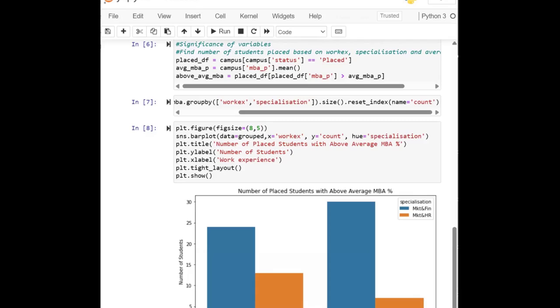Applicants with marketing and finance specialization taken in MBA with work experience and a score greater than average MBA percentage are placed more than applicants with marketing and HR specialization taken in MBA with work experience and a greater score than average MBA percentage by 21%. It is possible to conclude work experience is important for marketing and finance specialization taking an MBA compared to a marketing and HR specialization taken an MBA.